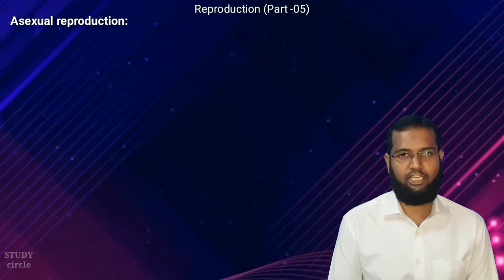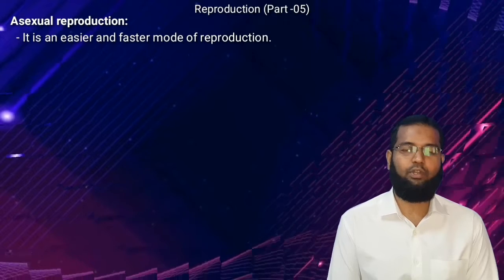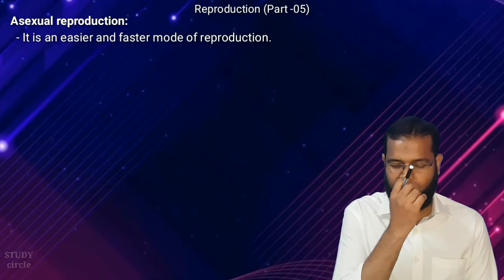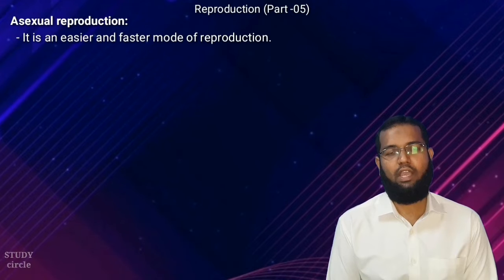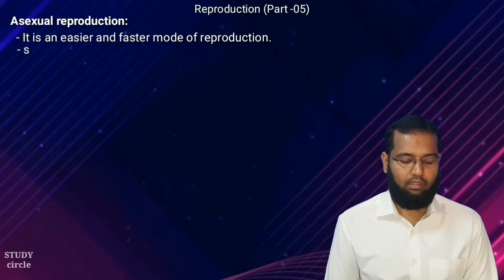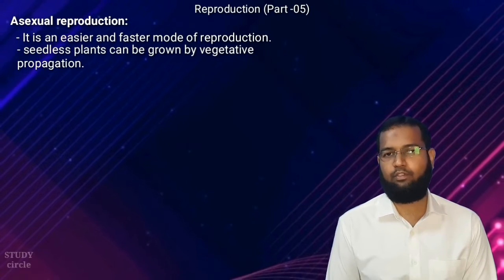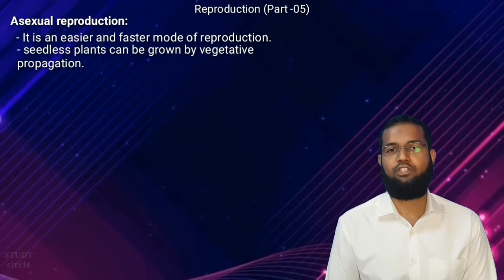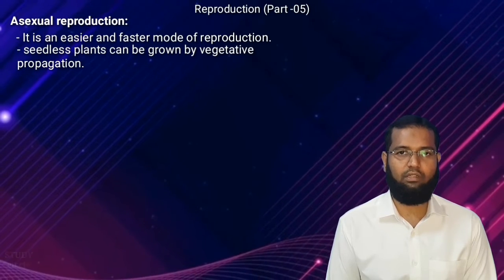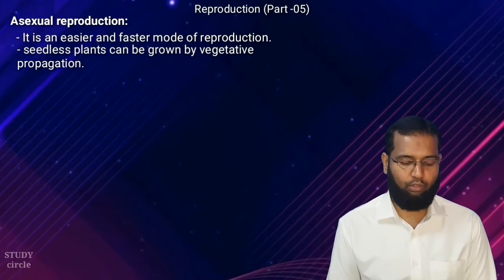Now we will see the difference between asexual reproduction and sexual reproduction in plants. Asexual reproduction is an easier and faster mode of reproduction, as we have seen that they reproduce in hundreds in number. Seedless plants can be grown by vegetative propagation. We have studied different types of vegetative propagation, like natural vegetative propagation and artificial vegetative propagation. That means by using these methods, even seedless plants can be grown.